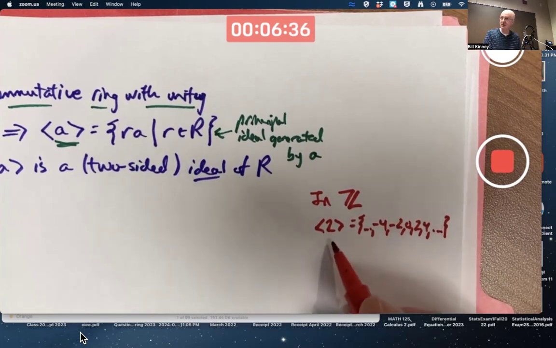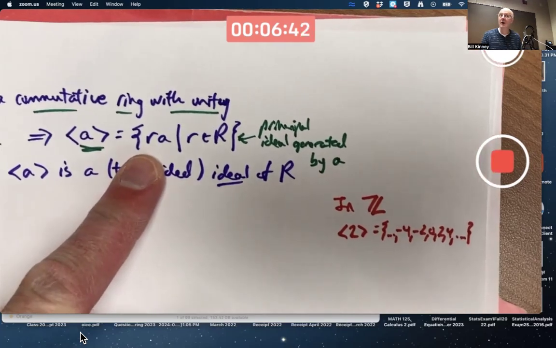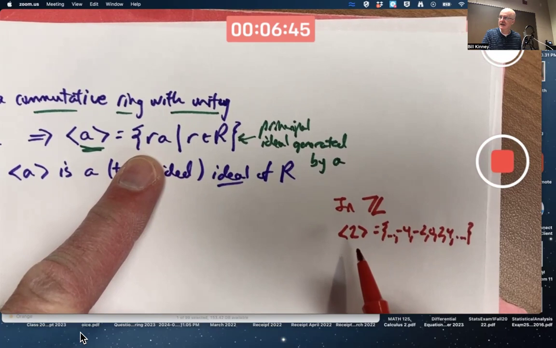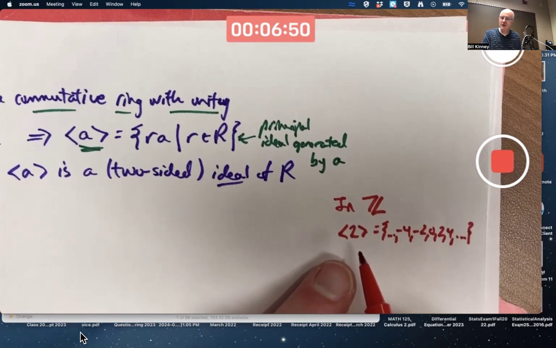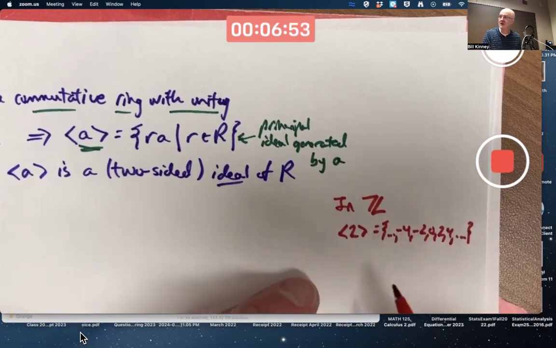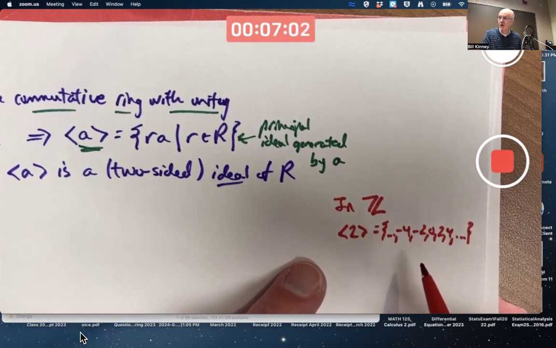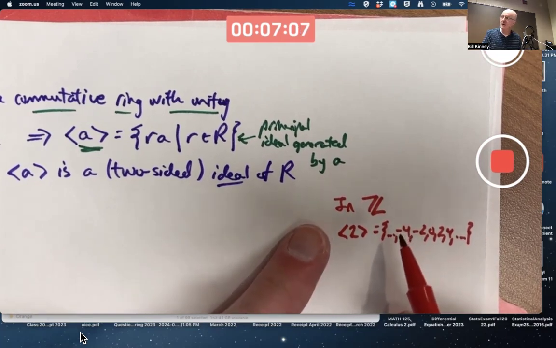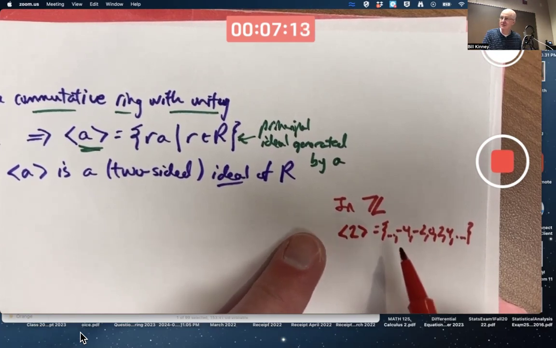How about if I think of it as the principal ideal generated by 2? I need to consider all ring multiples of A, in this case 2, as R varies over the entire ring. What do I get if I multiply 2 by an arbitrary integer? I still get an even number. Catching what I'm saying here? I still get an even number. Therefore, the cyclic subgroup generated by A, where Z is an additive group under addition, and the principal ideal generated by A are the same thing for this example. But I will show you an example very shortly where it's not the same.